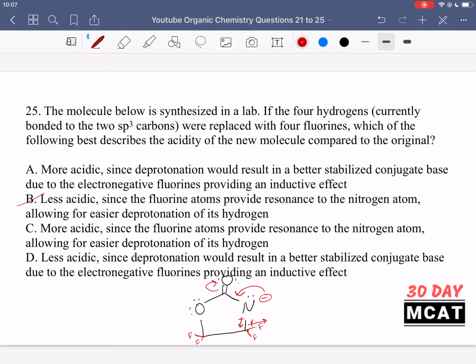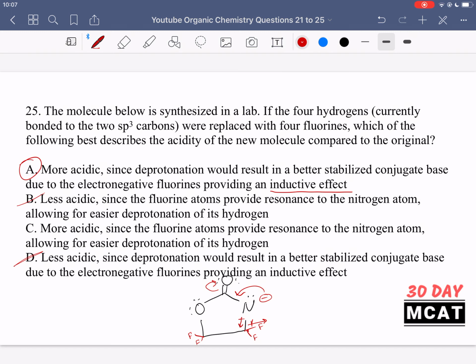So options B and D we can remove because they're talking about something being less acidic. Option A is saying it's more acidic, since deprotonation would now result in a better stabilized conjugate base. Yes, due to the electronegative fluorines providing an inductive effect. And yes, that's the key part here. When we're talking about adding fluorines or chlorines or anything like that in terms of how it affects acidity, it usually makes things more acidic, and it's due to the inductive effect.